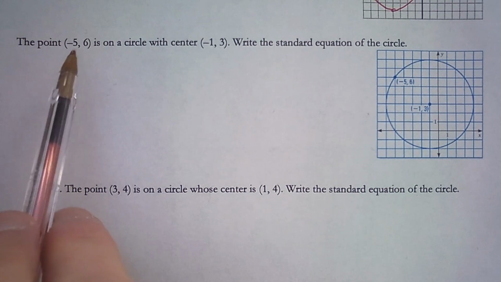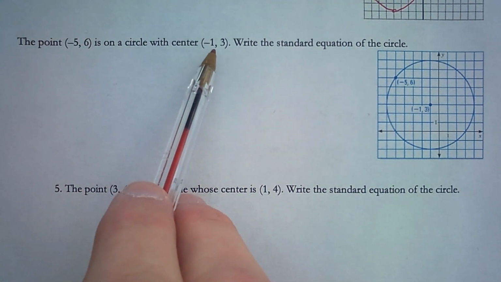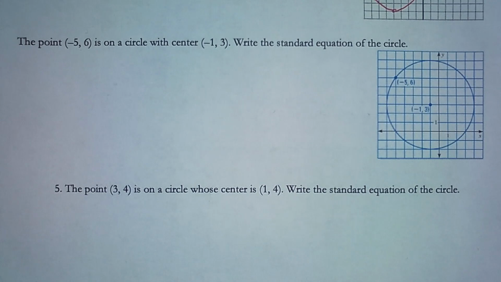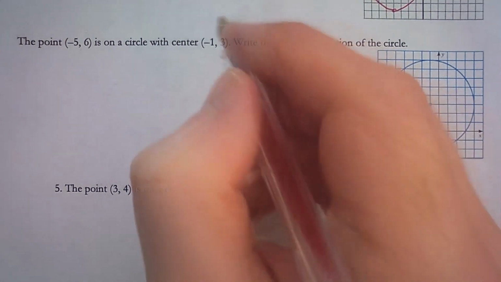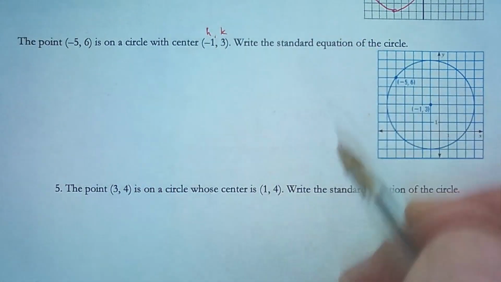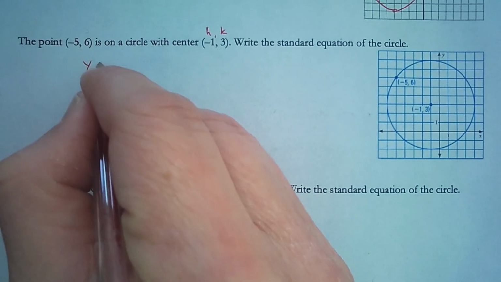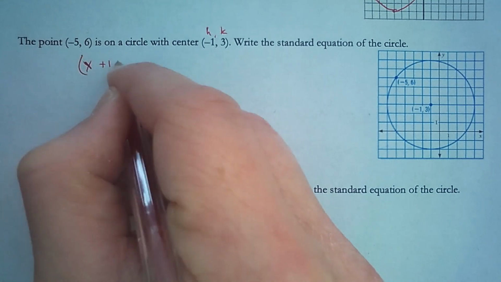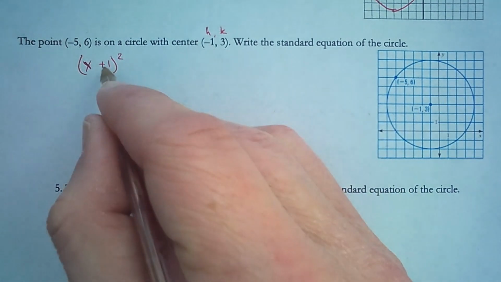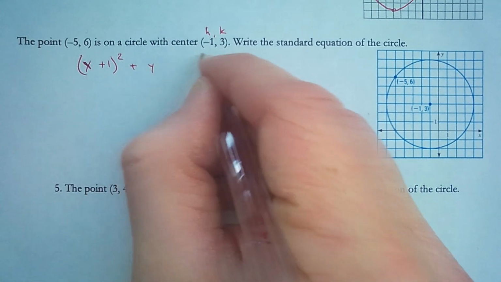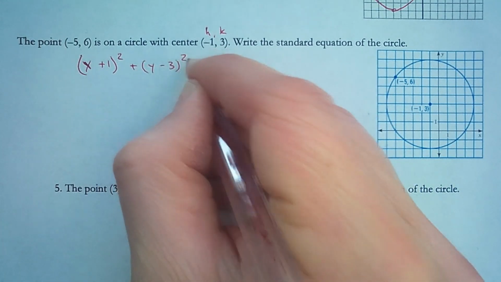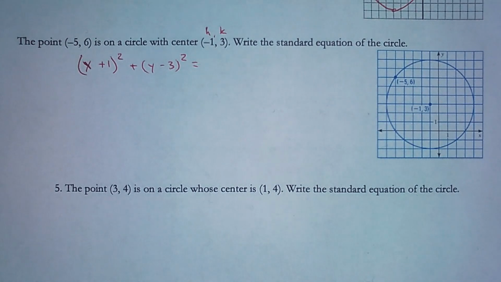Okay, so next we are given a point on the circle and a center, and we need to use that to write an equation for this circle. In order to do that, we need to know the radius of the circle, and we need to know h and k. So h and k are going to come from right here. So our equation is going to be x plus 1 squared, opposite sign here, plus y minus 3 squared equals the radius squared.